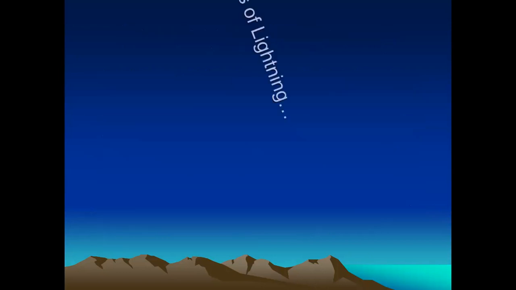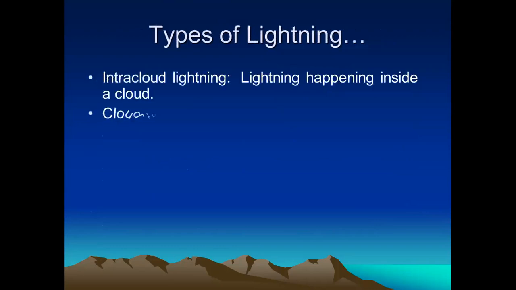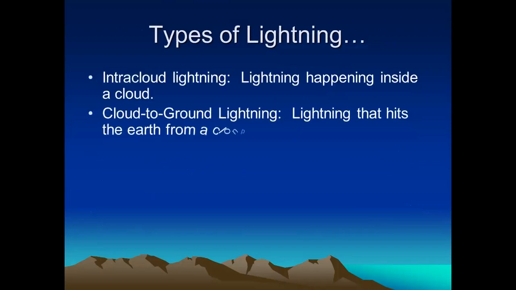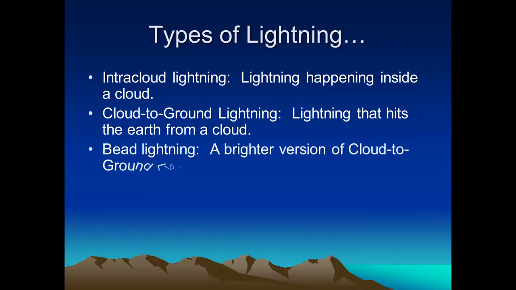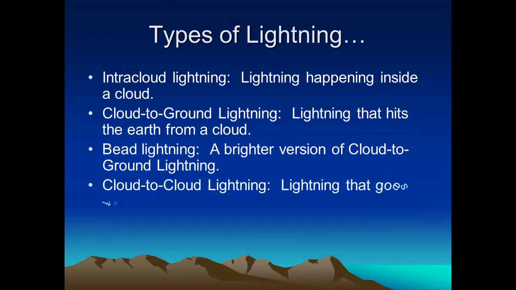There are still some other beliefs. Okay, so now the types of lightning. I've already told you that some are intra-cloud lightning happening inside a cloud, and cloud-to-ground lightning, lightning that hits the earth from a cloud, and bead lightning, a brighter version of the cloud-to-ground lightning, and cloud-to-cloud lightning that goes from one cloud to another cloud. So this is a very rare discharge.